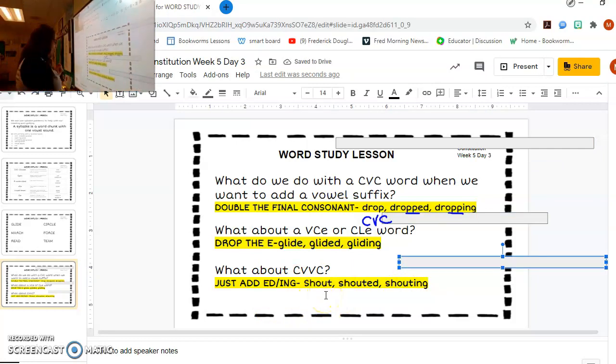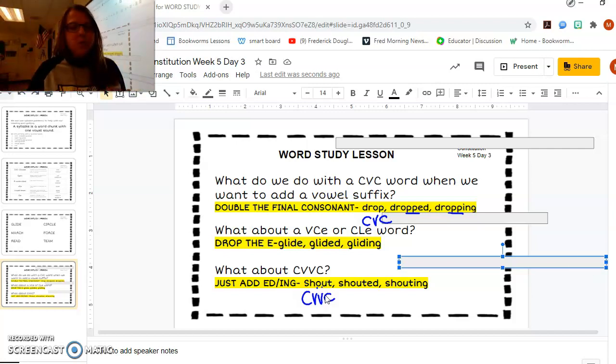And then if you look at the word that falls into the CVVC category, like the word shout, right? If you look at the word shout, we have O and U. So this one will be CVVC, or vowel teams. I just have to add ED and ING. So shout, shouted, shouting.